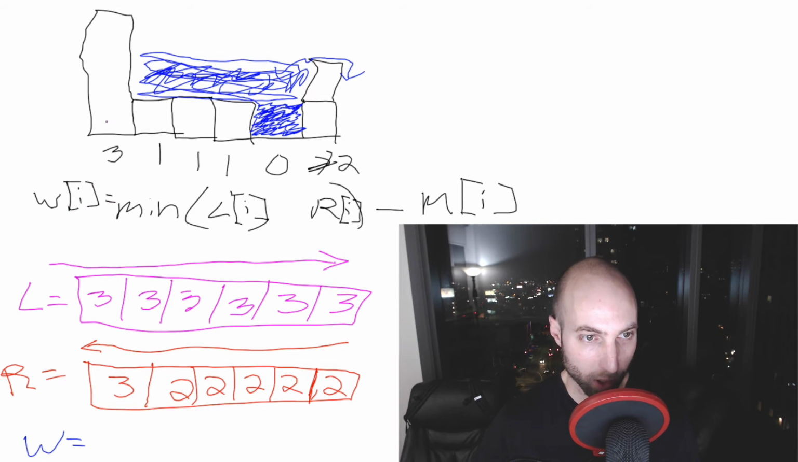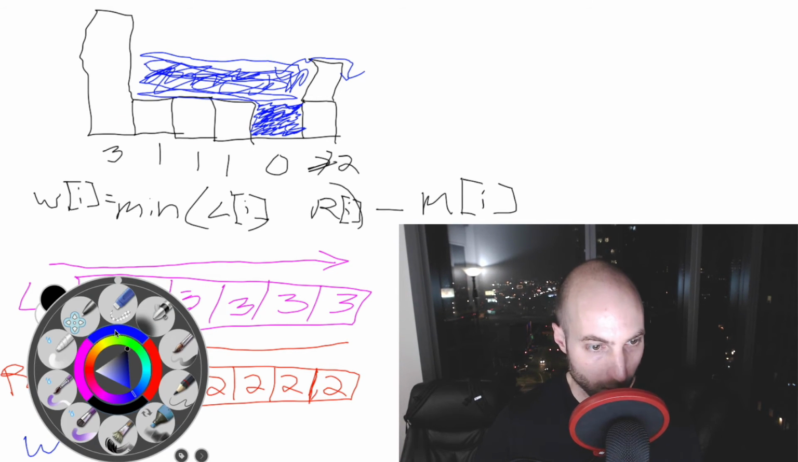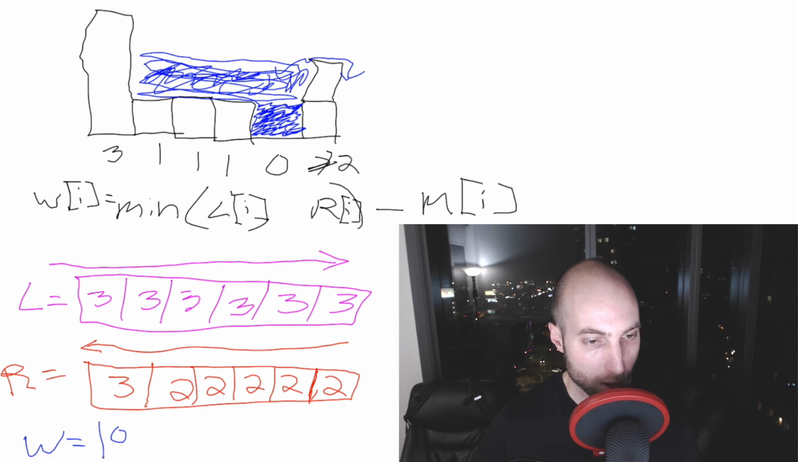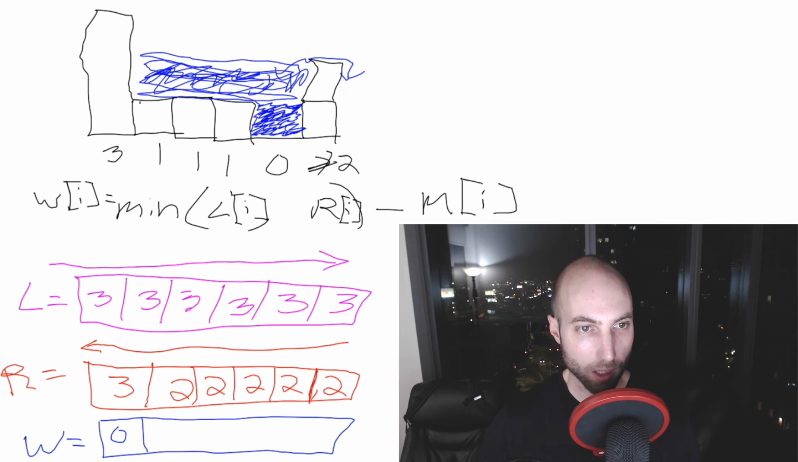So if we want to know how much water is at spot 0, it's the minimum of 3 and 3, which is 3, minus what's in the map at the 0th index, which is 3, it gives us 0. And then here, the minimum of 3 and 2 is 2, minus the height of what is at that spot, which is 1, will give us 1, which corresponds to the amount of water here in this spot, 1.